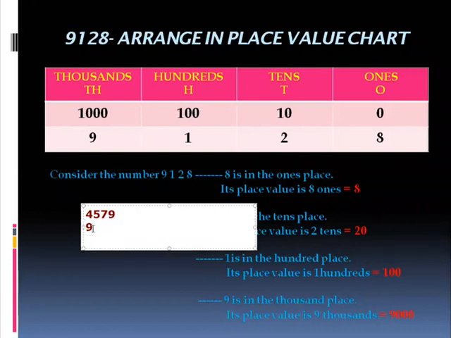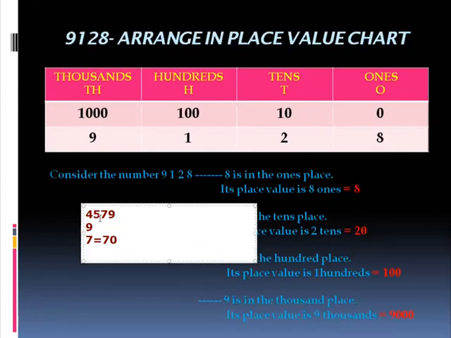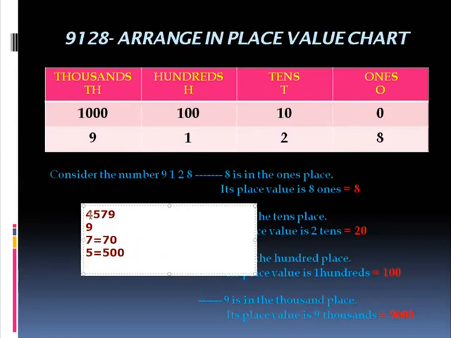And then 7 is in which place? Tens place. Right? So the place value of 7 equals 70. Understood now? See, and then 5 is in which place? Hundreds place. So the place value of 5 equals 500. Right? Okay. In the thousands place, which number is there now? See here, in the thousands place, 4 is there. So the place value of 4 equals 4,000. Understood now? Easy only.